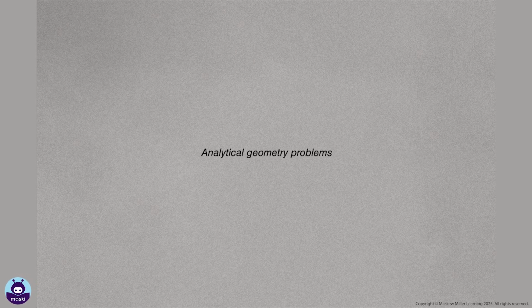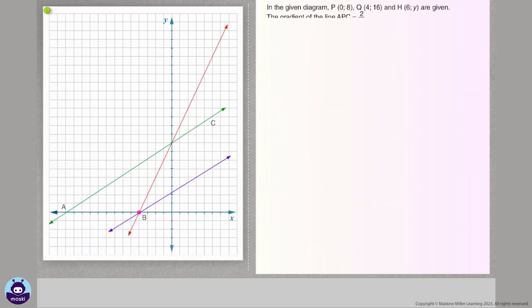Analytical geometry problems. Example 1. In the given diagram, P(0, 8), Q(4, 16), and H(6, y) are given. The gradient of the line APC is equal to 2 over 3.